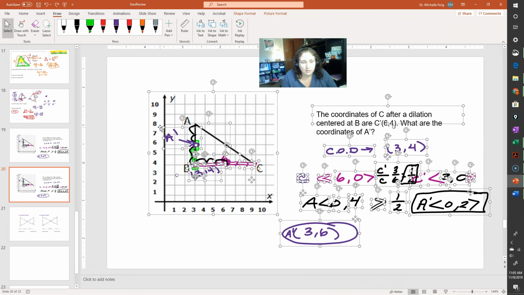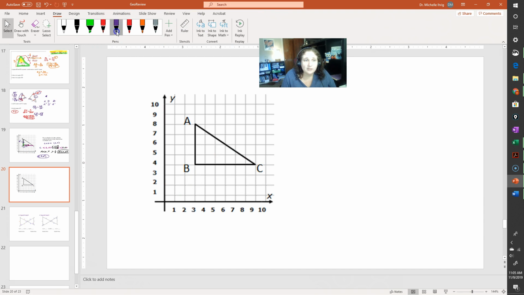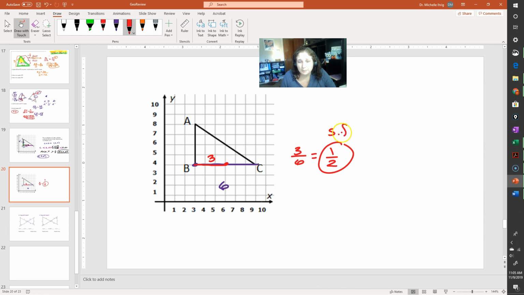Oops. All we really needed to do was, well, we know that this is our center of dilation. We know that this distance was 6. We knew that this distance right here was 3. So we could have just done 3 divided by 6 and got 1/2 as my scale factor. Then you could have said, well, my original distance is 4. What's 4 times 1/2? 2. So I have to go 1, 2. That's another way you could have done this problem.